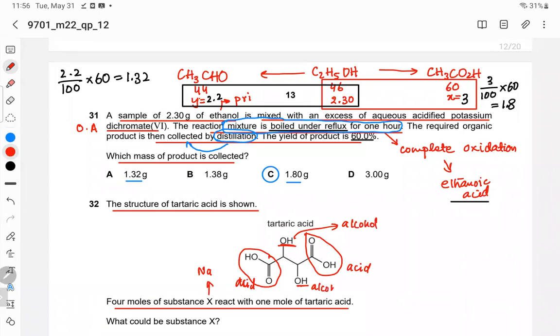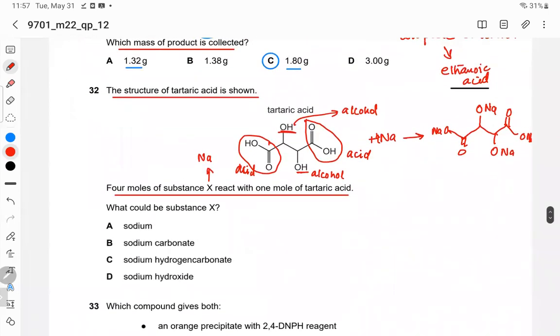So sodium reacts with the alcohol as well as carboxylic acid, right? So if I use sodium, what will happen is that with either alcohol or carboxylic acid, the hydrogens are replaced by sodium. So see, we need 4 moles of sodium. So I think the correct answer is sodium only, which is A. Is this understandable to everyone?